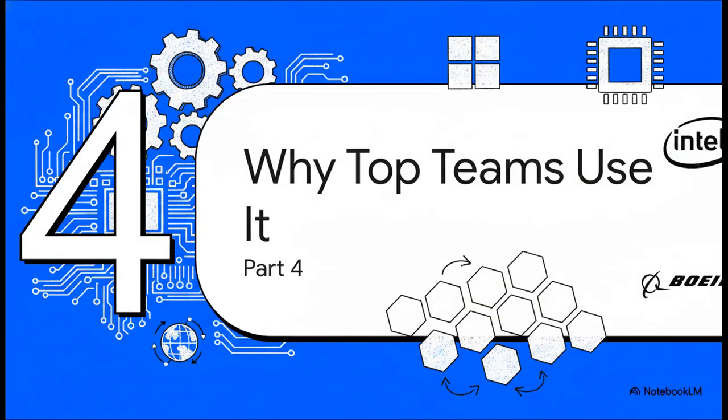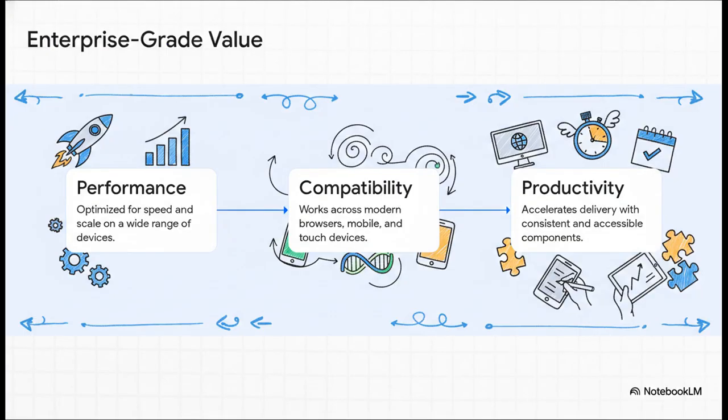Okay, so that brings us to right now. Why are enterprise teams at huge companies, we're talking giants like Microsoft, Intel, and Boeing, still choosing this framework? In such a crowded market, what's the big draw? Well, it really boils down to three core things. First, performance. It's just optimized for speed and scale, especially for those huge, enterprise-level applications. Second, compatibility. It is rock solid. It just works across all modern browsers and devices. No headaches. And third, and this is a big one, productivity. It lets teams ship better products faster because they have a consistent, accessible, and reliable set of tools.